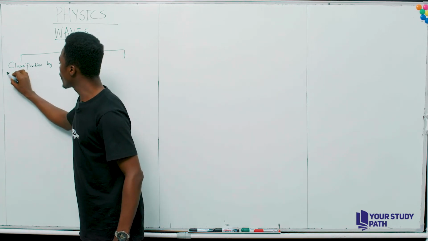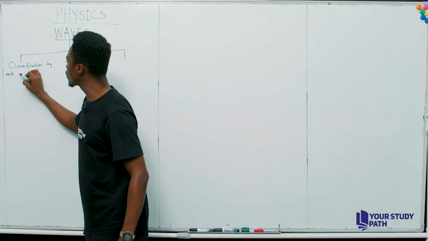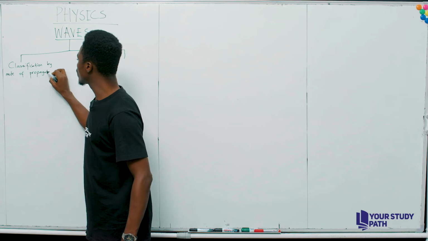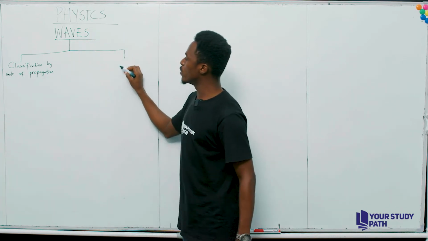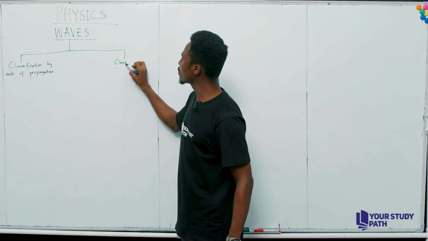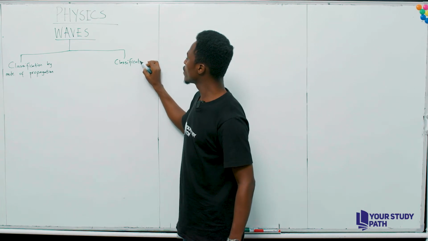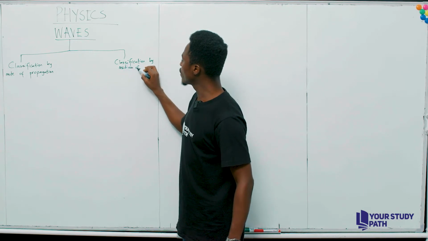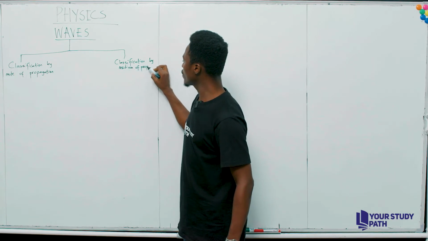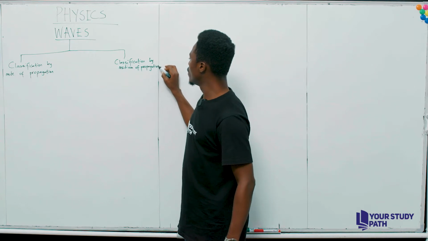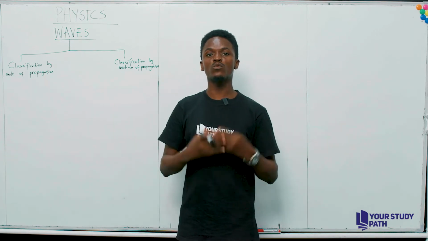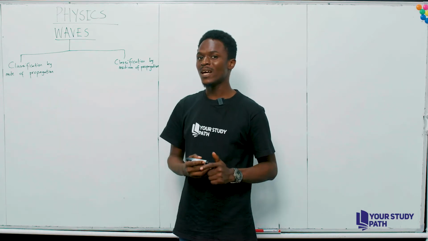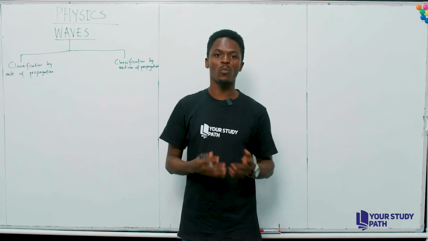So we have the first, classification by mode of propagation, and we have the second one, classification by medium of propagation. So these form the two broad aspects with which wave is actually classified: first, the mode of propagation, and secondly, the medium of propagation.